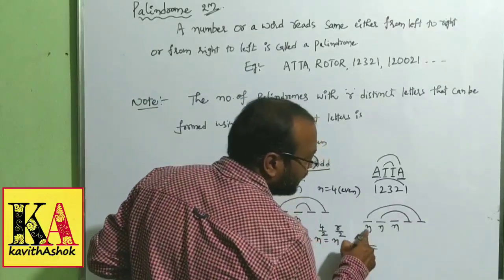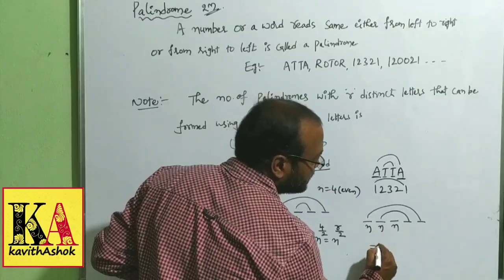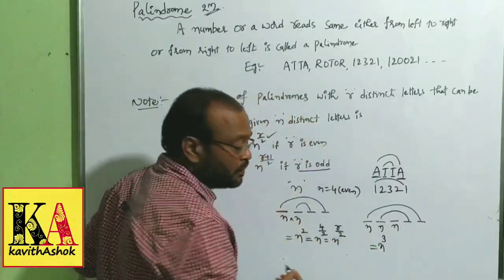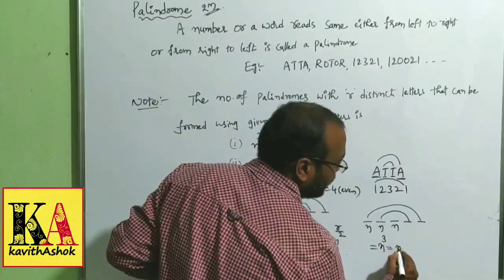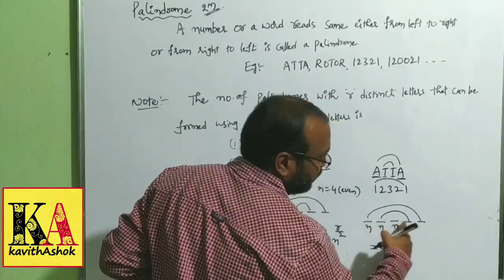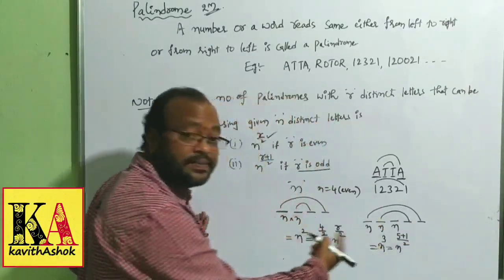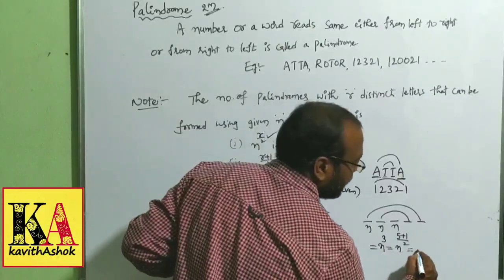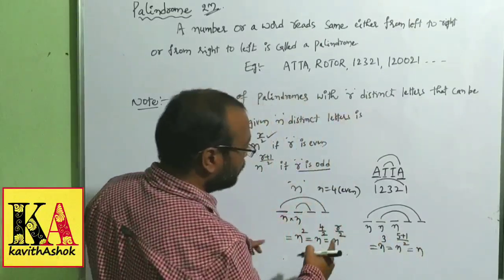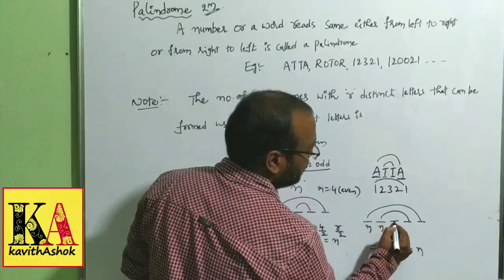By the fundamental principle, we can get n into n into n, that is, n cube. So we can write this as n to the power of (5 plus 1) by 2. 6 by 2 is nothing but 3. That means n to the power of r, where we take r as 5 places: 1, 2, 3, 4, 5.